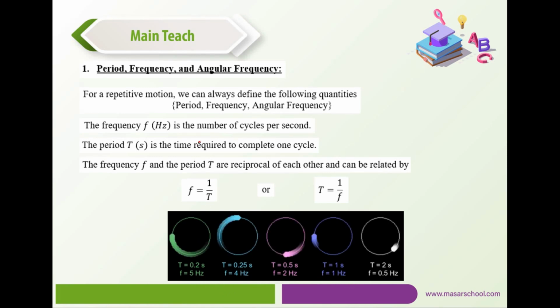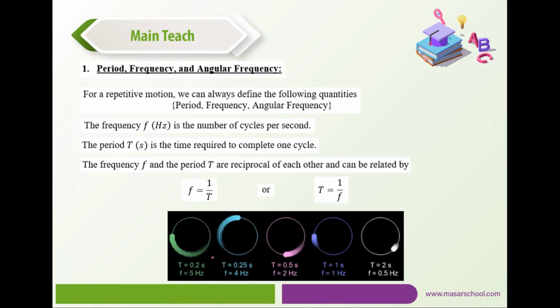What does the frequency represent? It is the number of cycles per second. For this, in the first one, it's doing 5 cycles in 1 second. Then it's doing 4 cycles in 1 second, 2 cycles in 1 second, 1 cycle in 1 second, and half a cycle in a second.